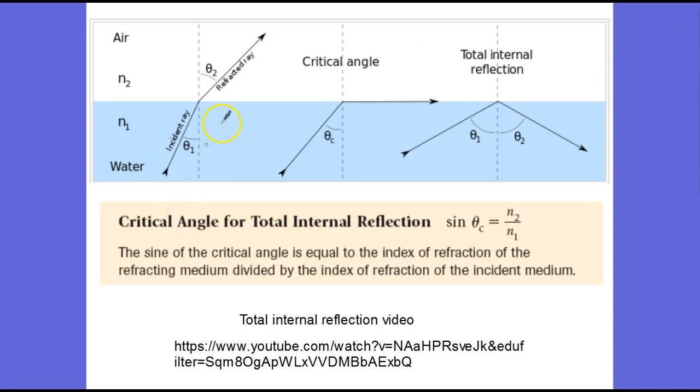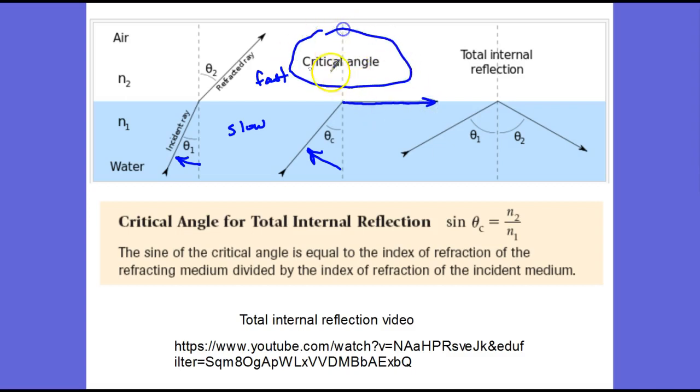So critical angle happens when light is going from a slow material into a fast material. It only works if it's going from the slow material, high index of refraction, to low index of refraction. And as the angle of incidence gets bigger and bigger, at some point the light is refracted right along the surface and none leaves. That happens at the critical angle. This is theta c, or the critical angle. Anything bigger than that, you have total internal reflection, where all the light comes back into the material.